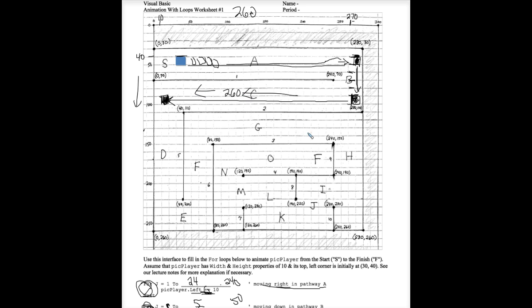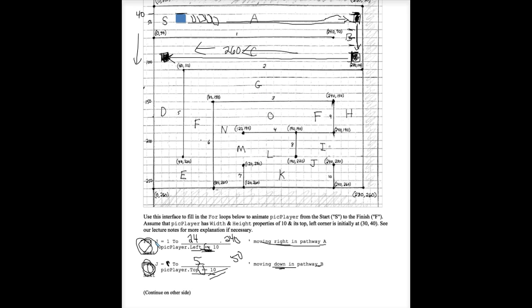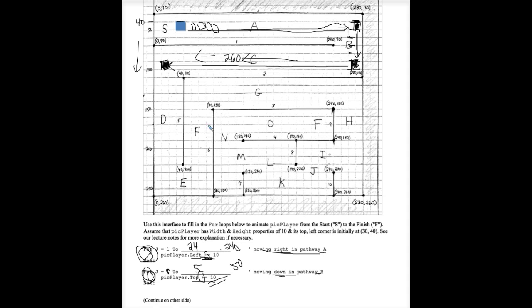And if we're going 10 at a time, that means we need to use a for loop that goes from 1 to 26, because 26 times 10 is 260. So 26 is what I'm going to put on the next page of this worksheet, right here. And to go to the left and go down the x-axis, we need to go minus equals 10, and not the plus equals 10 that we saw on the previous page.